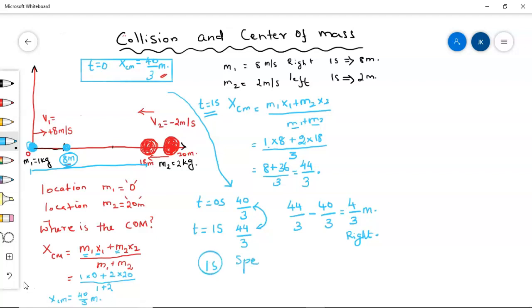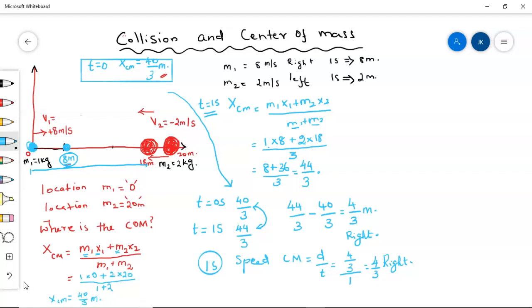So the speed of the center of mass is distance divided by time. The distance moved is 4 over 3 and the time taken is 1. So the speed of the center of mass is 4 divided by 3 to the right. It is moving to the right. And I want to check whether the speed of the center of mass is changing or not. So what I have to do is continue the same experiment for the following 1 second.